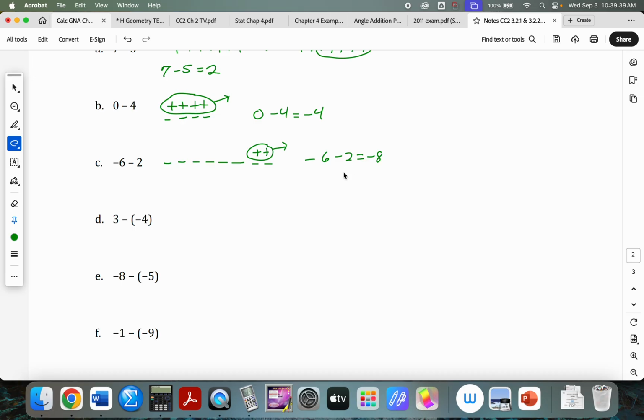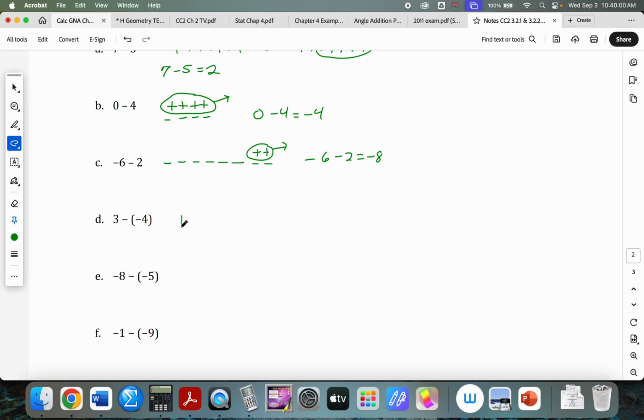So I want you to listen to what I said really carefully again. In order to subtract the 2 positives, I need to add on 2 more negatives, right? Subtracting 2 positives requires that I add on 2 more negatives. All right, let's take a look at this one.